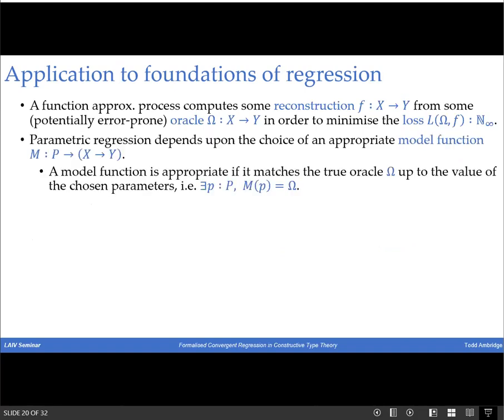In parametric regression, you depend on the choice of some appropriate model function. So you're trying to reconstruct some X to Y, but you're dependent on a choice of parameters of type P, we'll say. And you could choose a completely inappropriate model function for what you're trying to do. A model function is appropriate if it matches the true relationship, the true oracle, up to the value of chosen parameters. So you know that there are some parameters that perfectly fit the model.